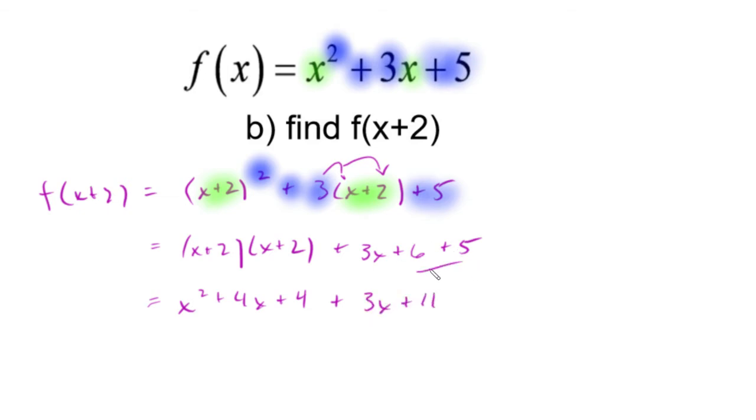And I just combine those into 11. And then here we've got x squared plus 7x plus 15. This is just combining like terms. I combined the 4x and the 3x to make 7x, the 4 and the 11 to make 15. And then the x squared doesn't combine with anything.